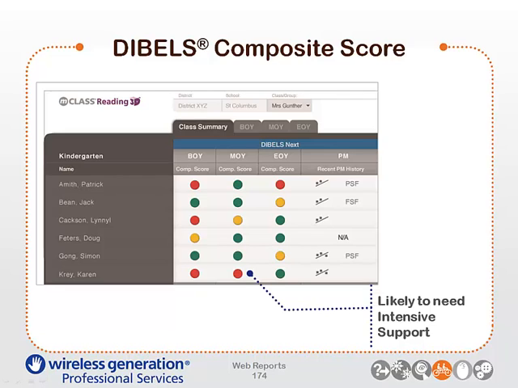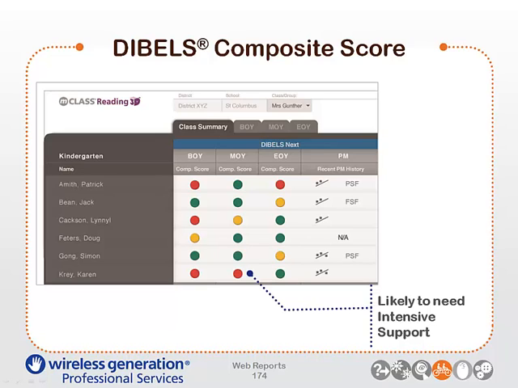The composite score is the best overall estimate of the student's reading proficiency. A student with a green circle is on track. The odds are in that student's favor of reaching later important reading outcomes. The student with a yellow or red circle is not on track. The odds of reaching later important reading outcomes are not in that student's favor.